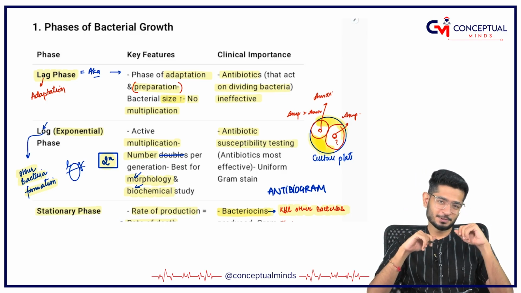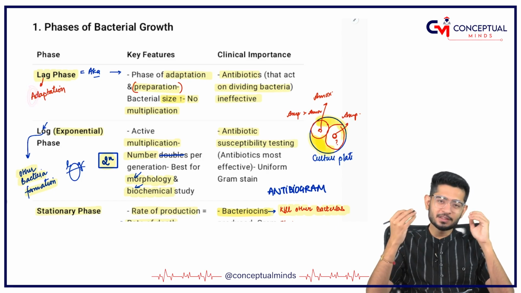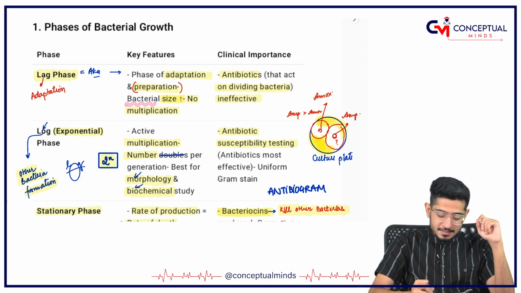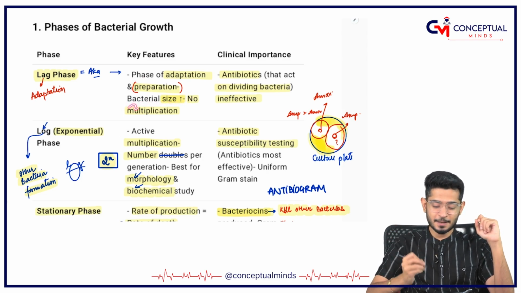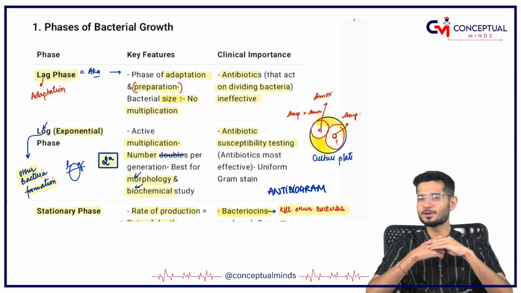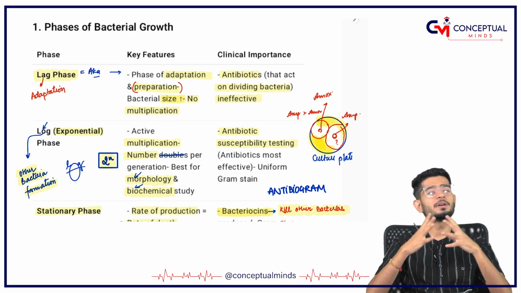What I want you to understand is that in the lag phase, when the bacteria is in the phase of adaptation, in the phase of preparation, the bacterial size is going to get increased. But there will be no multiplication, the bacteria is not going to increase in numbers. Okay, there is no multiplication.